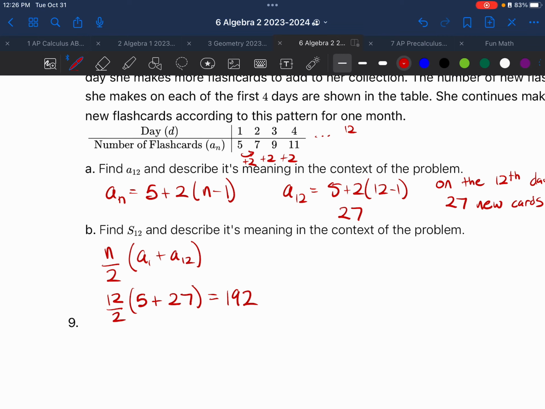Holy moly. Okay, and then again, it tells us to describe its meaning in the context of the problem. So after 12 days, Samra has a total of 192 flashcards. Done and done. All right.